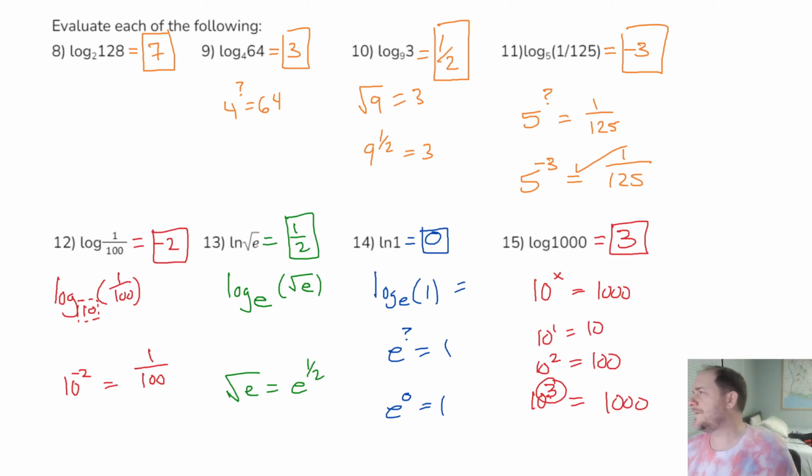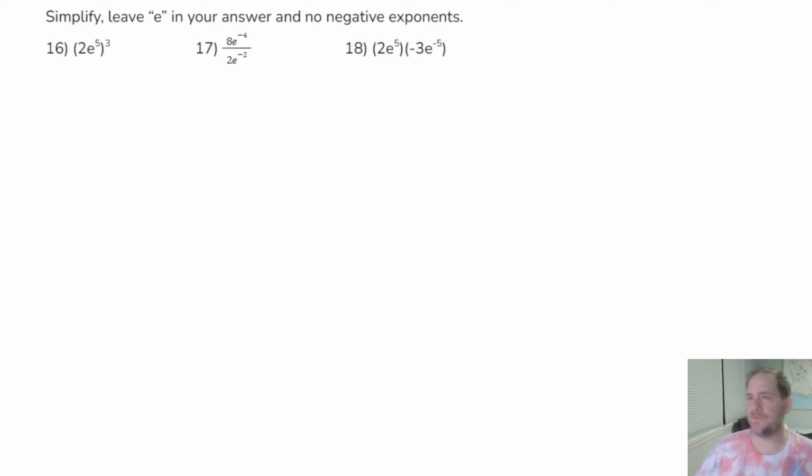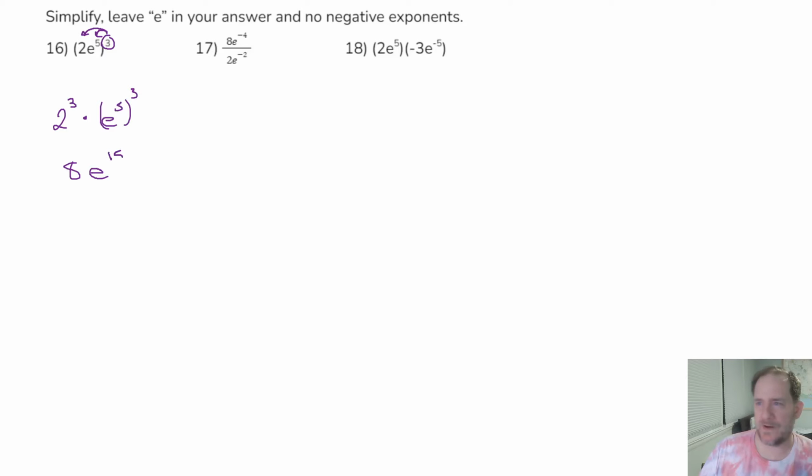Okay, next. It says simplify and leave e in your answer with no negative exponents. So if I'm simplifying this, then I'm just remembering that this 3 would distribute onto both of the factors in parentheses. So I'd end up with a 2 cubed times an e to the 5th to the 3. So 2 to the 3, I can just evaluate that. That comes out to be 8. But this guy that involves e, rather than trying to actually figure out the value, I'll just use my properties of exponents, and I'll say power to a power, I'm multiplying. So I'm going to have an e whose power is 15. And that's it. That's your final answer.